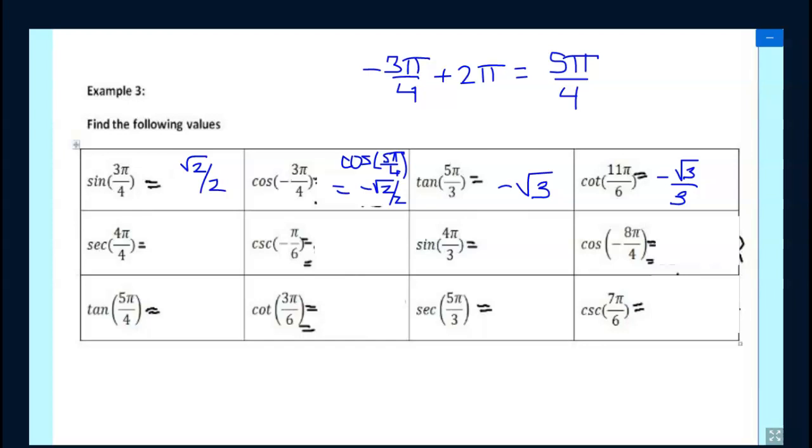The secant of 4π over 4. Don't let the 4π over 4 trick you. That's really just the same as saying the secant of π. So secant of π is the same as 1 over cosine of π. Cosine of π is negative 1. So 1 over negative 1 is negative 1.